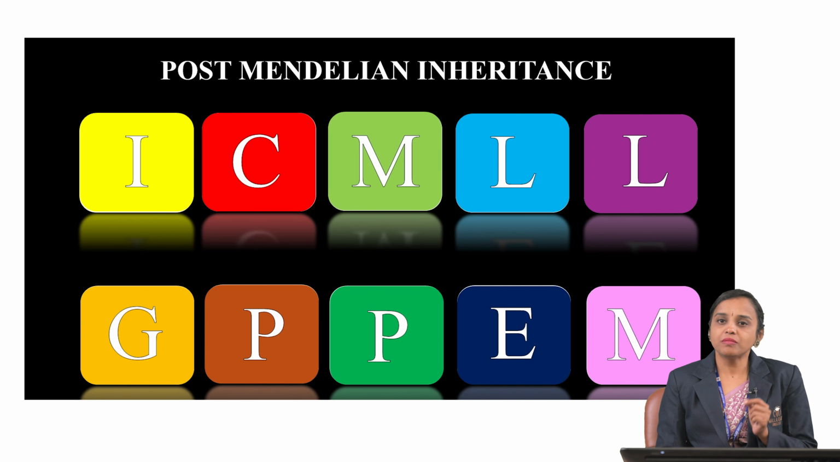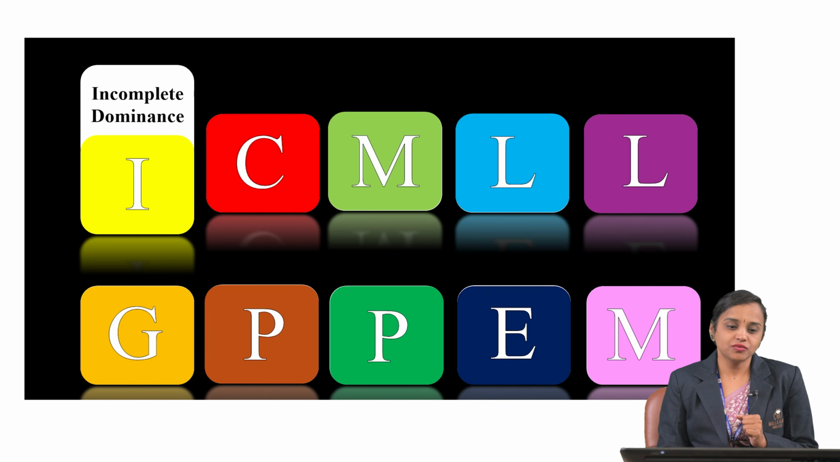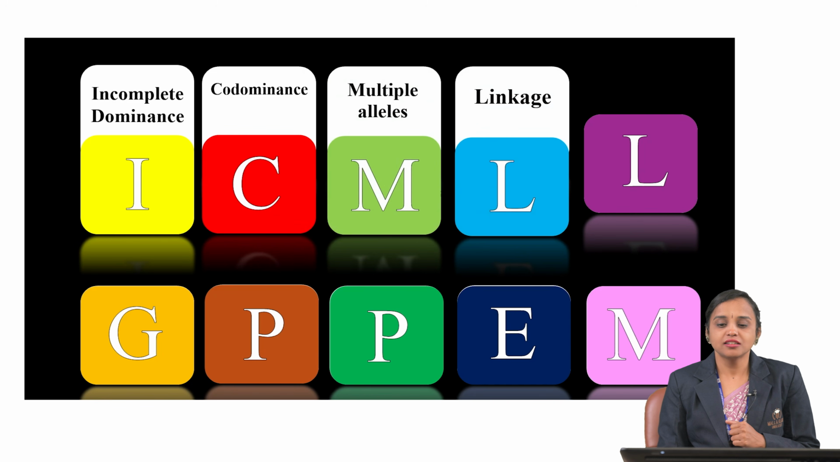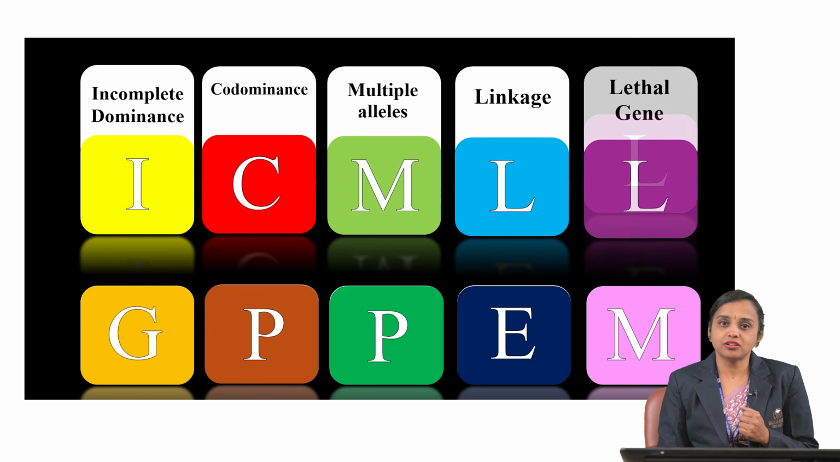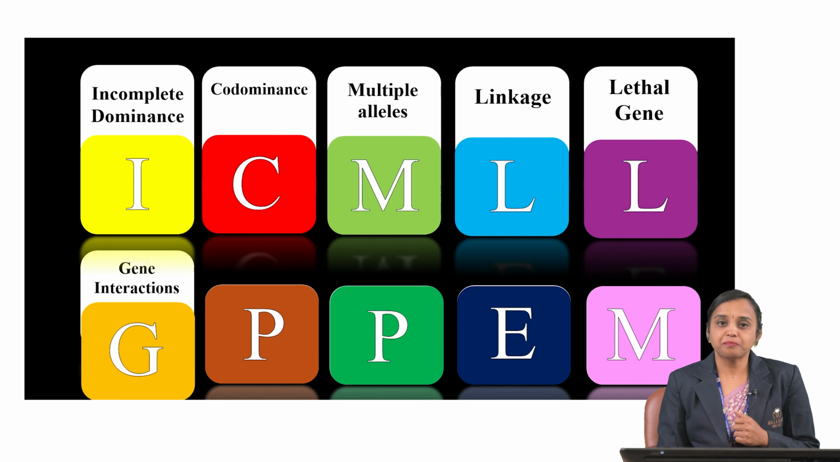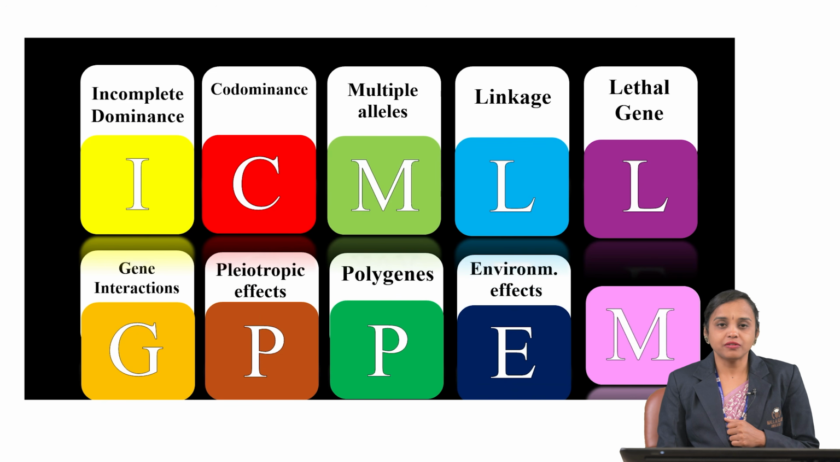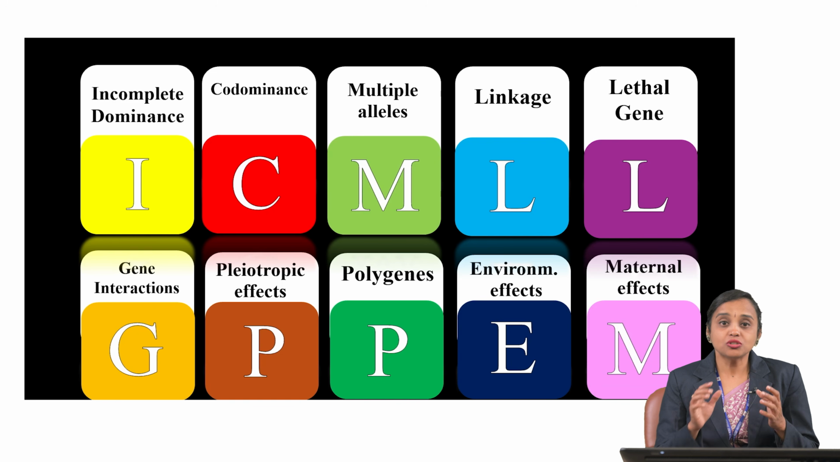So now let's decode how modern genetics reveals gene expression patterns that make biology even more exciting, by looking into the major types of post-Mendelian inheritance. The first one is incomplete dominance. Next, codominance, multiple alleles, lethal genes, then epistasis or gene interaction, polygenic inheritance, pleiotropy, sex-linked inheritance, and environmental effects. And the last one is maternal effects. So these types together explain how inheritance patterns go beyond the basic laws.